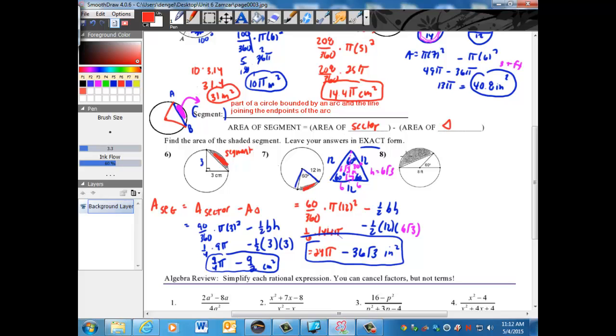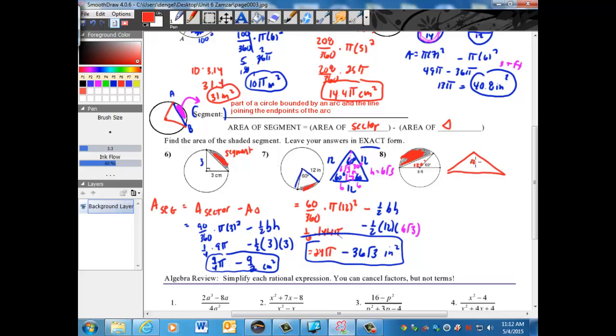Alright, next we're going to highlight this. This is our segment. This is the area that we're trying to find. The other thing that we should do is, since we have a 60-degree angle here, we want to deal with our triangle, and so this has to be 120 degrees. Let's redraw our triangle.